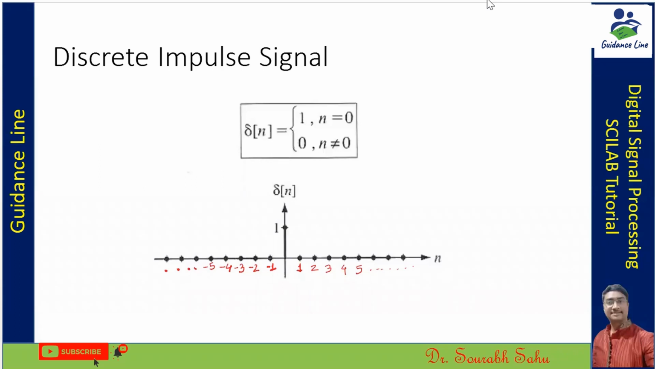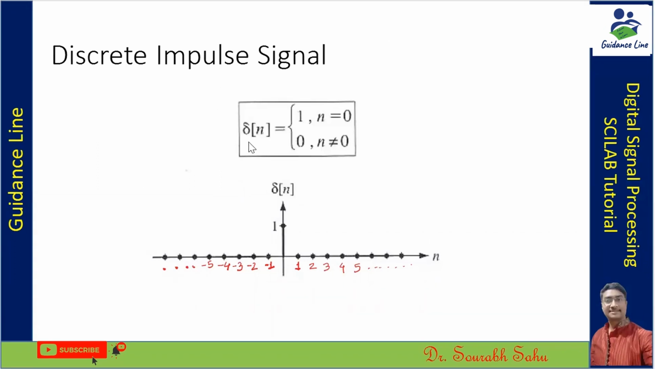So we are going to discuss a discrete impulse signal. The impulse signal is represented by a delta function. Over here, as you can see, we have an x-axis and a y-axis. On the x-axis, we do not have time. In place of it, we have n, which represents the number of samples.